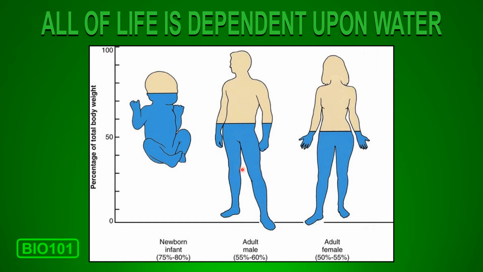For the average adult male, it's upwards of 60%. So it's still more than 50% of your weight, or your mass, I should say, is water. And for the adult female, it's 50 to 55%. So at least 50% of your mass, if you're an adult female, is water. So that's how important water is to organic systems or living systems.